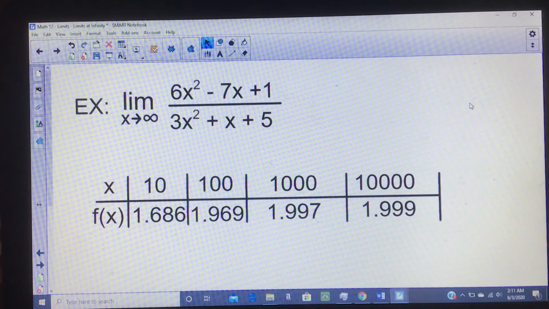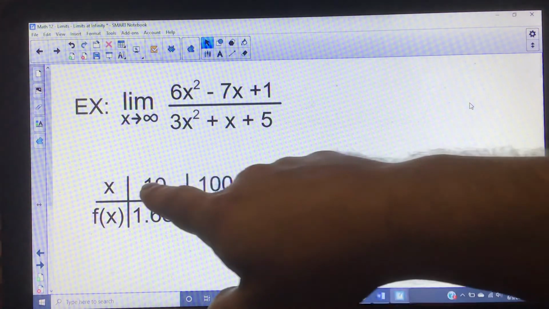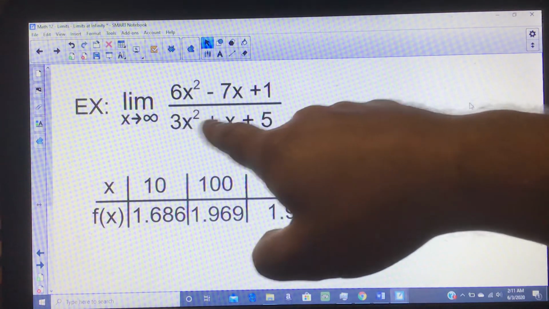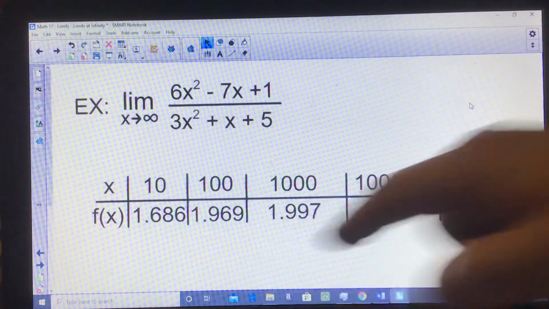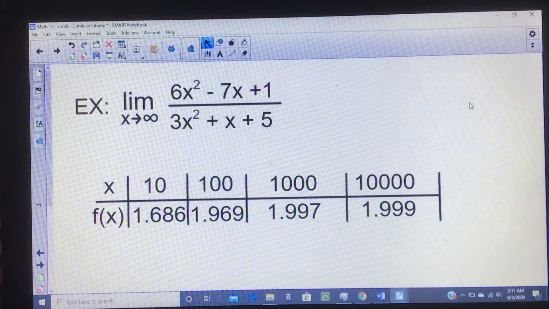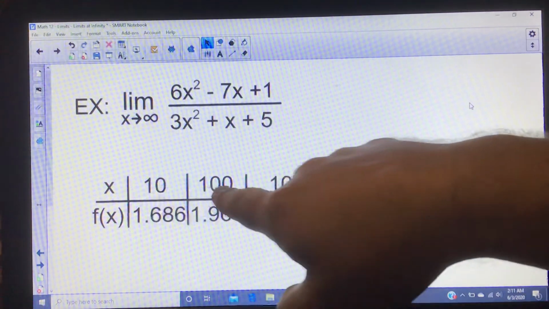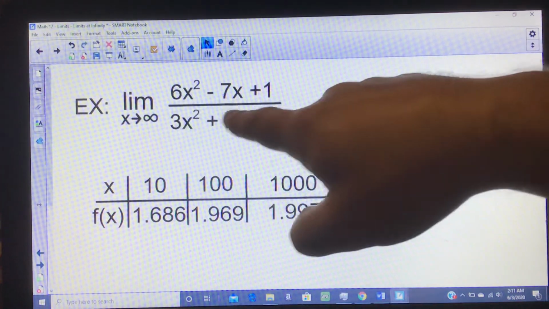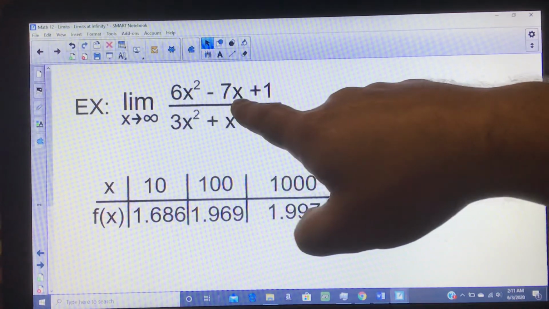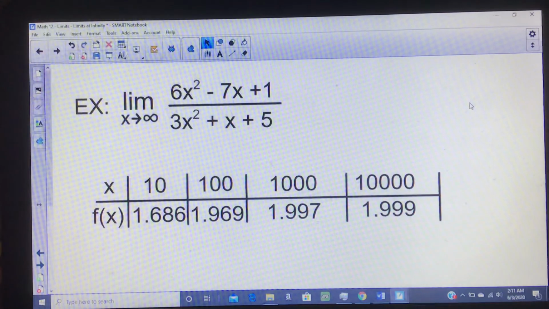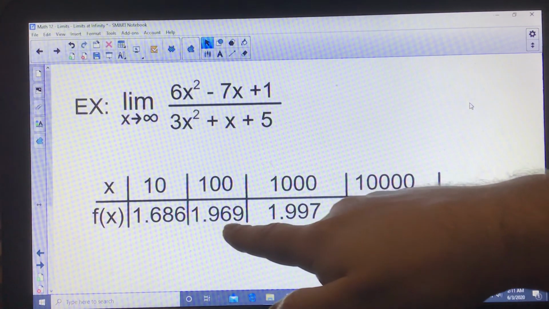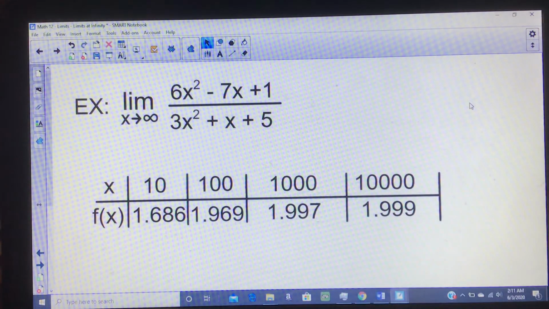So if I put these into the calculator, what happens is when I plug 10 into this, it comes out to be 1.686 roughly. When I plugged 100 into it, because 100 is even bigger, I plug in here, here, here, and here, and see what the calculator gives me. And like I said, the table will do that for you. It gave me 1.969. And once again, that's rounded a bit.